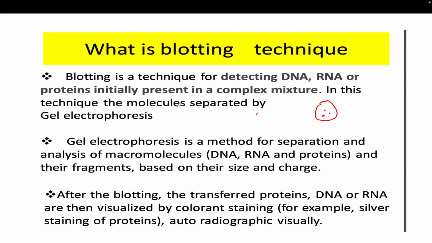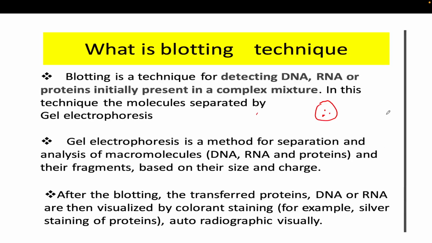In this, the molecules are separated by gel electrophoresis. If you want to identify DNA or RNA, then you have to run agarose gel electrophoresis, and if you want to identify protein, then you have to do SDS-PAGE, polyacrylamide gel electrophoresis. Gel electrophoresis is a method for separation and analysis of macromolecules, either DNA, RNA or protein, and their fragments, based on size and charge.